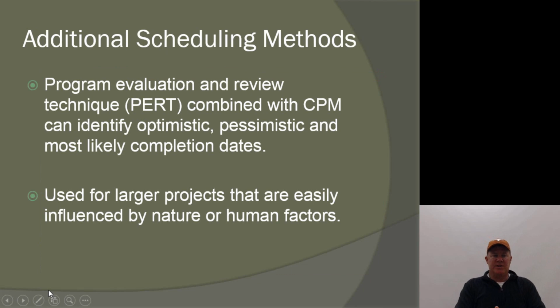Additional scheduling methods, program evaluation and review technique, or PERT, combined with the CPM, can identify optimistic, pessimistic, and most likely completion dates. Takes into account how many rainy days, how many snow days, if it started in the winter. Good stuff here. Used for larger projects that are easily influenced by nature or human factors.